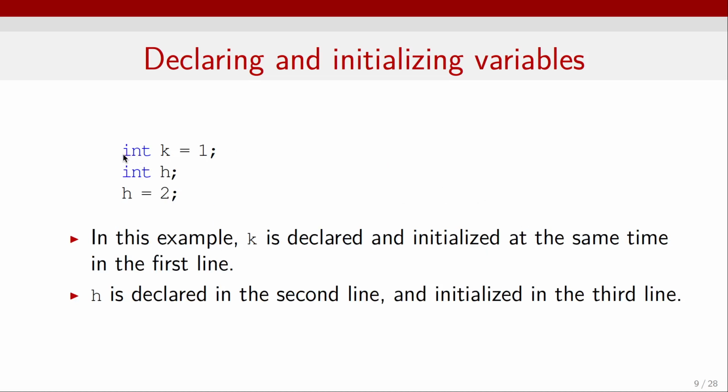Here's an example. I can declare an integer k and give it the value 1, so I'm initializing k and declaring it at the same time. Or an alternative is to declare an integer like h, and then at some point later in the program I can give it a specific value like 2. So here first I declare it and then I initialize it later.